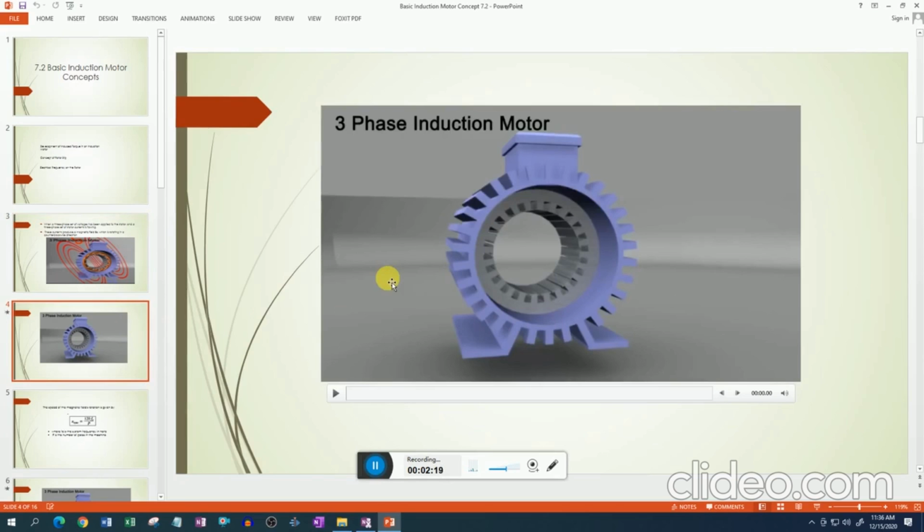Now, for the three-phase induction motor, I will show you a simple video which will clarify the concepts regarding this.